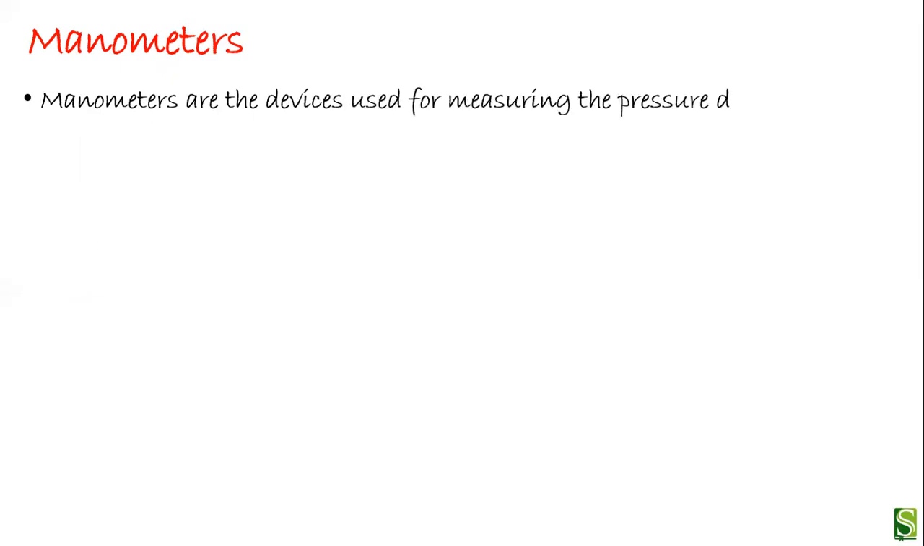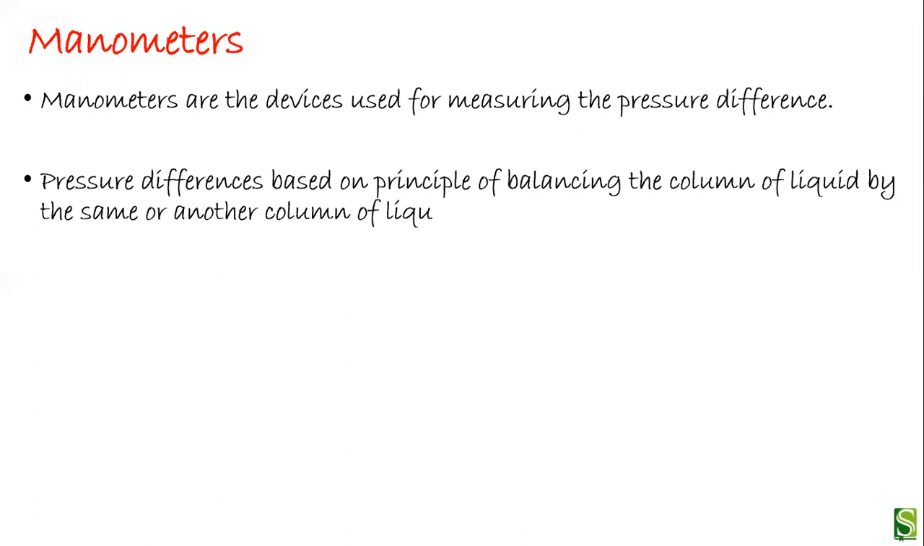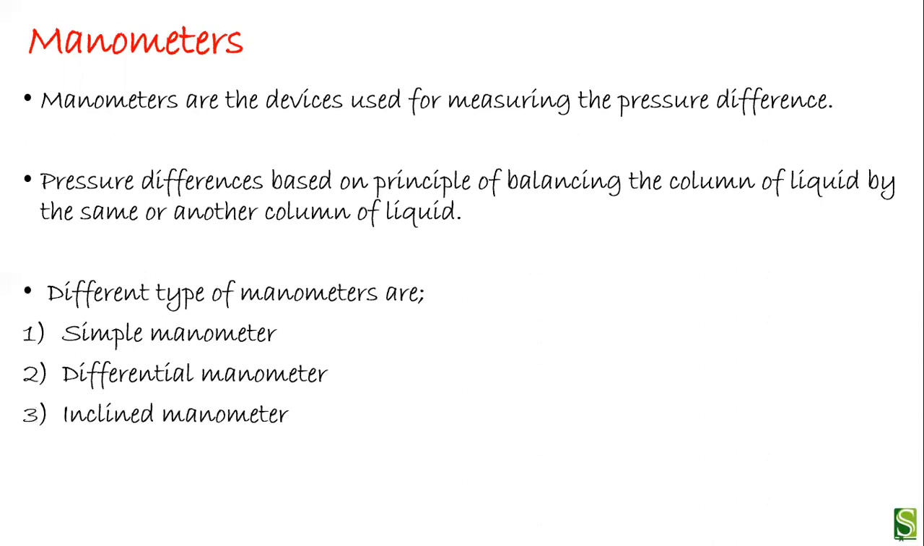Now first we will see what a manometer is. A manometer is a device which is used for measuring pressure difference. Pressure differences are measured based on the principle of balancing a column of a liquid by the same or another column of liquid. That means you can use the same liquid or different liquids. Different types of manometers are available, including the simple manometer, differential manometer, and inclined manometer.